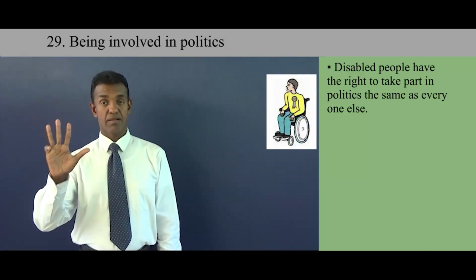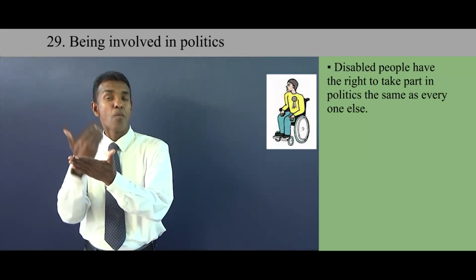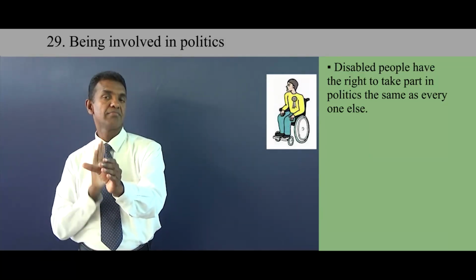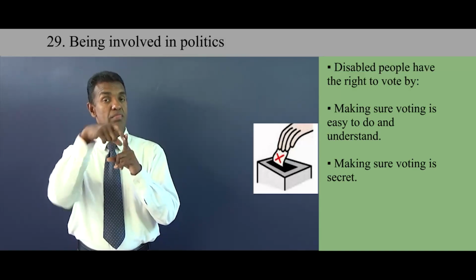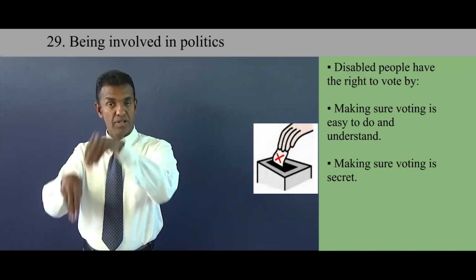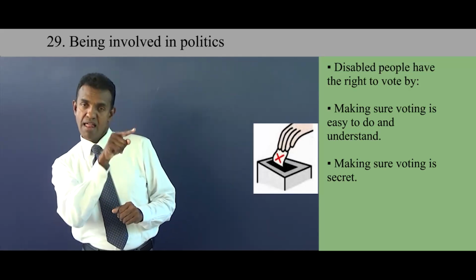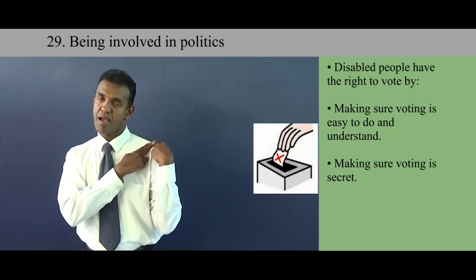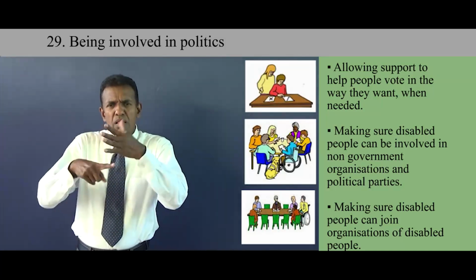Being involved in politics. Disabled people have the right to take part in politics the same as everyone else. Disabled people have the right to vote by making sure voting is easy to do and understand, making sure voting is secret, and allowing support to help people vote in the way they want when needed.